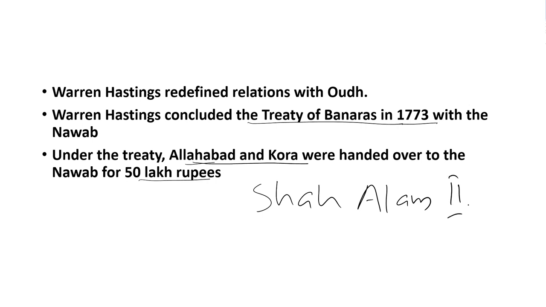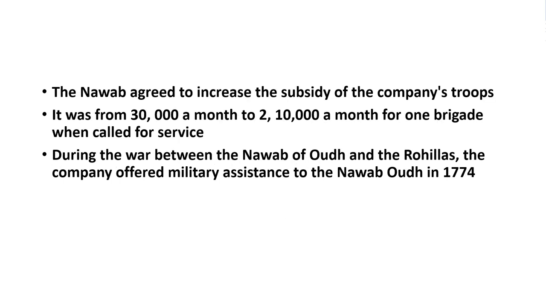Shah Alam II, the Mughal ruler, to whom Robert Clive ceded Allahabad and Kora in 1765 through the Treaty of Allahabad. Now, Warren Hastings took away Allahabad and Kora from Shah Alam II and handed them over to Shuja-ud-Dawla, the Nawab of Oudh. The Nawab also agreed to increase the subsidy for the company's troops whenever he called the service of the troops of the English East India Company.